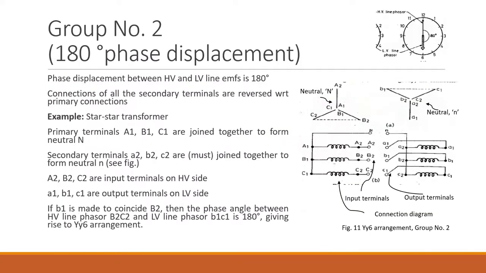So let us now talk about group number 2. In group number 2 there will be 180 degree phase displacement. It means in the clock diagram your minute hand is always fixed, and your hour hand should be at 180 degrees, which is the 6 o'clock position. So you could see here that it gives you 180 degrees. So 180 degree phase displacement would be there.